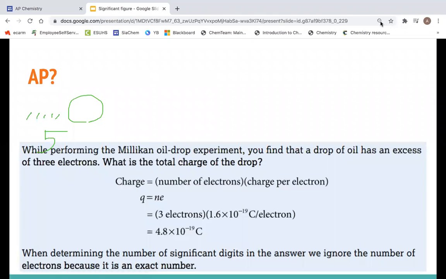Oops, let me clear that one up. So in the AP test, I'll give you another example. In this case, they try to find Q, which is a charge, by multiplying, and then solving this, and they get the answer, right? When determining the number of significant figures in the answer, we ignore the number of electrons because this is an exact number. So sometimes when you have exact numbers, you will ignore them.